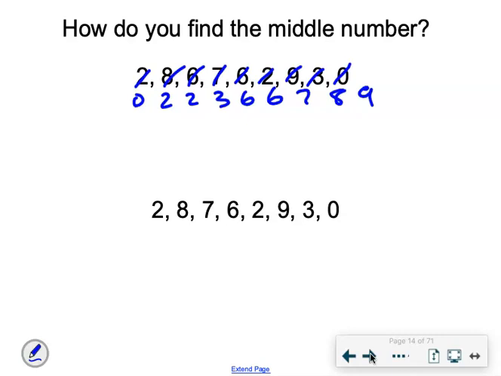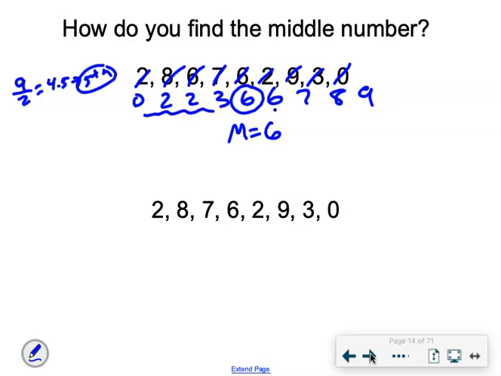Okay, but once you have them in order, it's just a matter of finding which one is exactly in the middle. This one has an odd amount of data. There's 9 pieces of data there. If you cut 9 in half, you get 4.5. So that means that the 5th number is your median. So 1, 2, 3, 4, 5. The median is 6. That is exactly halfway through the data. Notice how there's 4 numbers underneath and 4 numbers above. It's exactly in the middle.